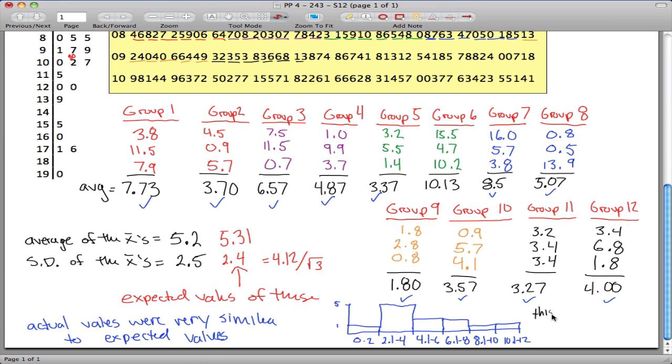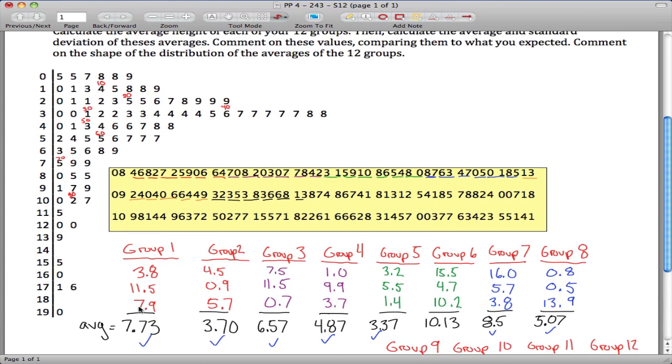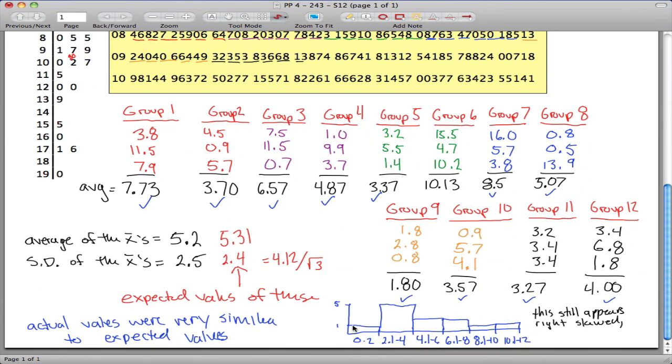This still appears right skewed, but maybe less so than our original distribution. This was very right skewed. I mean, this guy was way out here compared to these. This one's still right skewed, but it's not as bad. It's starting to take on this bell-shaped distribution. We're not quite there yet, but we're heading in the right direction. So this still appears right skewed, but not by as much as the original data.